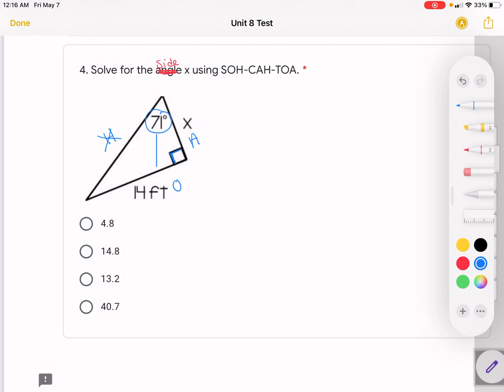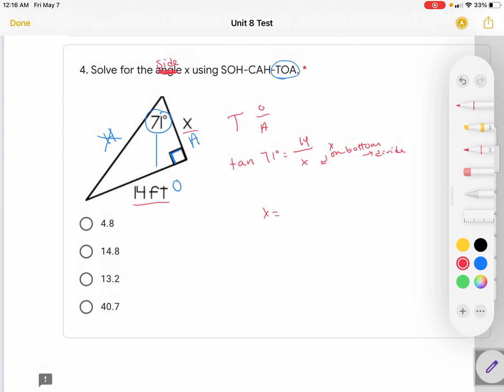I'm left with O and A, which means we're using TOA. Remember, the T in TOA stands for tan. Here our angle is 71 degrees. O is 14 and A is X. Here X is on the bottom, which means we're going to divide.